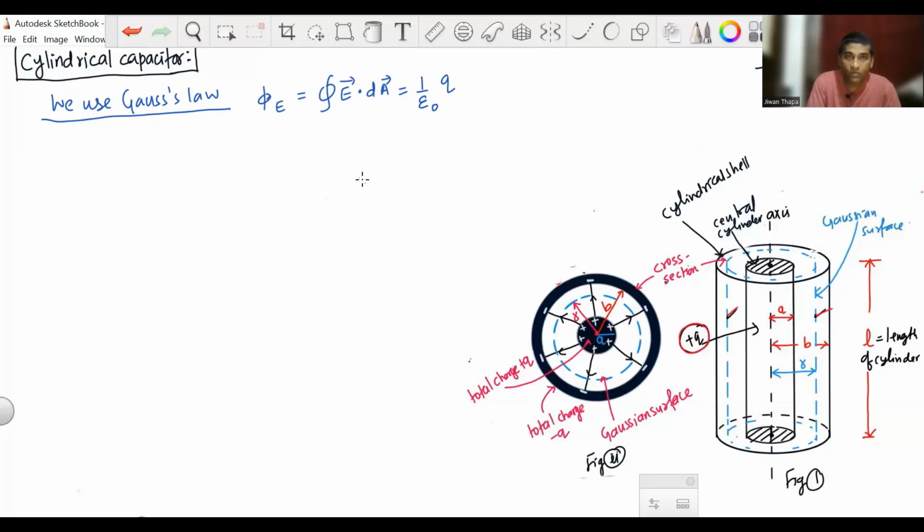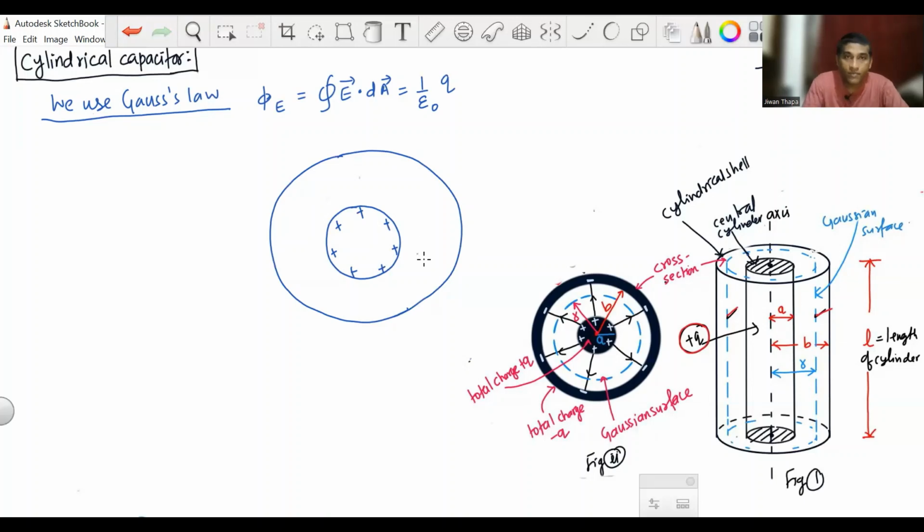So let us come to the figure once again, okay? So I'm drawing a magnified diagram. We have the central cylinder and the cylindrical cell. Now we have a Gaussian surface of radius r, and A is the radius of the central cylinder, and B is the inner radius of the cylindrical cell.